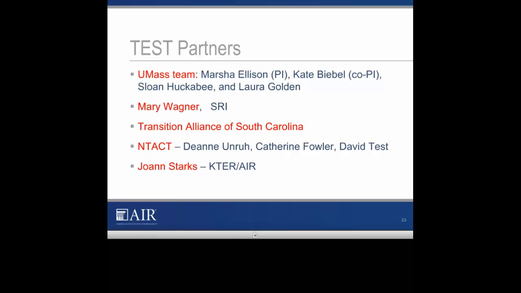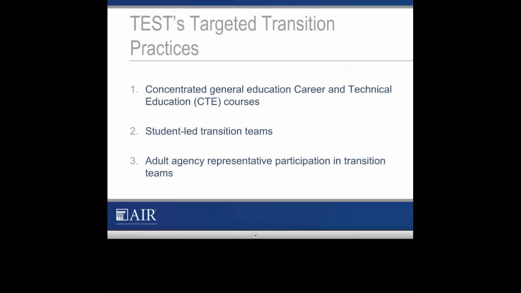So first of all, we are couching our effort in NIDILRR-funded research findings, which we understood to be essential to the success of this application. That there were research findings that were ready to be adopted and used. These are three research findings that I'll describe a little bit that guided our whole effort. So these findings were developed by Mary Wagner at SRI.